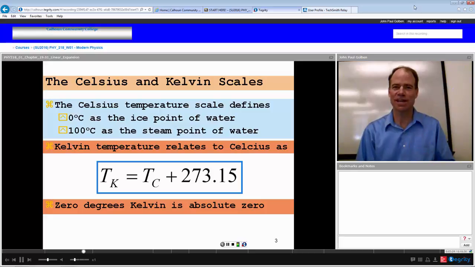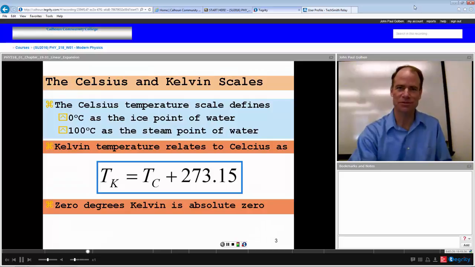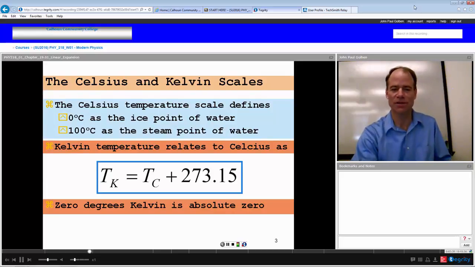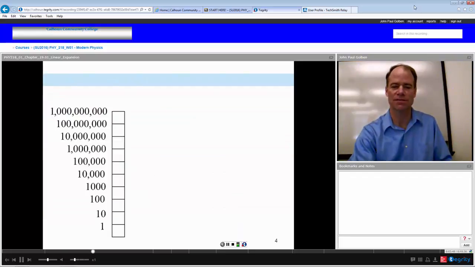0 on the Kelvin scale is absolute 0. Everything stops. It's about as cold as you can get. And 100 degrees on the Kelvin scale is still liquid nitrogen temperature, still pretty cold. So Fahrenheit is easier for us to live with, but Kelvin for science is the best way to go, because we start at 0. There are no negative temperatures. Everything is positive from there.